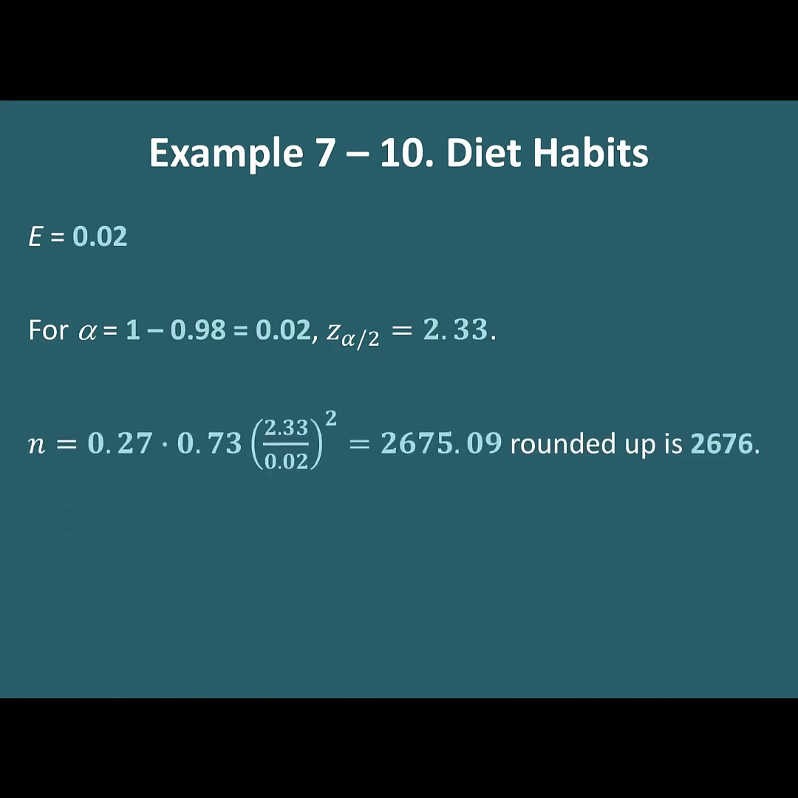Plugging this into the formula that's solved for n, we get p hat times q hat times the quantity, critical value 2.33 divided by our margin of error 0.02, quantity squared. We end up getting 2,675.09. Now you'll notice the answer here is a bit funny because it's being rounded up to 2,676. You may think, why is it not rounded down since we have 0.09 after the decimal place? Well, because we're talking about children, we obviously need to use whole numbers.